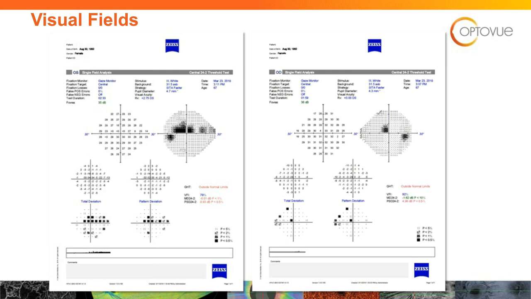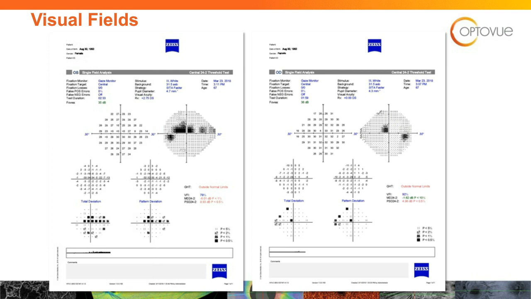And it's also in the macula here, so we want to treat this one a little bit more aggressively and keep those pressures a little bit lower. And if we jump over to the right eye, you can see that there is a little bit of a nasal defect in the right eye. And again, the visual field supports that the glaucoma is worse in the left eye than the right eye.